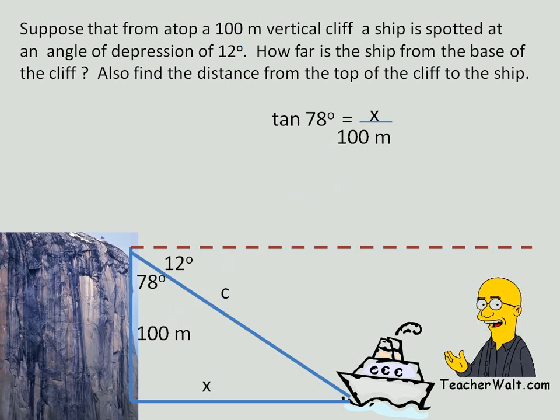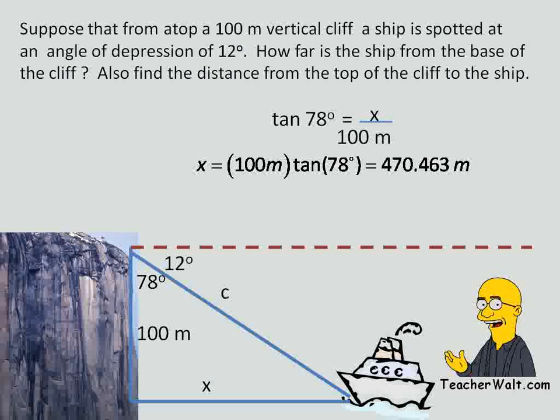Solving for x as before, we find that x, the distance from the cliff to the ship, is 470.463 meters. Now at this point you could use the Pythagorean theorem to find c, but since we're studying right angle trig, let's go ahead and use our trig functions. We need a way to relate 78, 100, and c. Well, what comes to mind is we've got an adjacent side and a hypotenuse, so perhaps cosine.